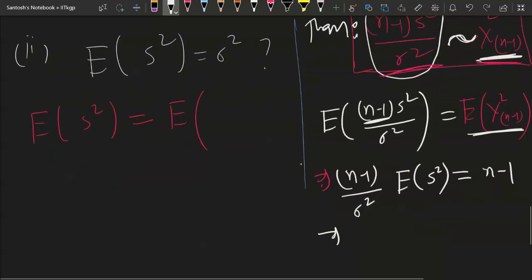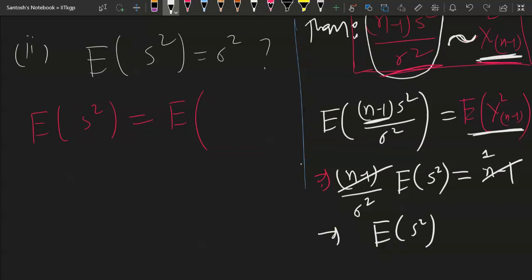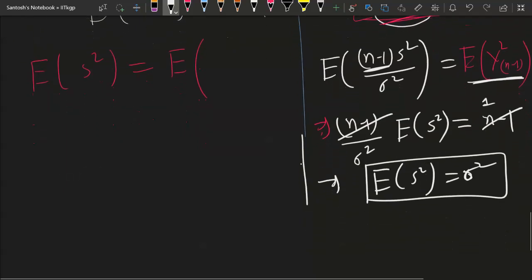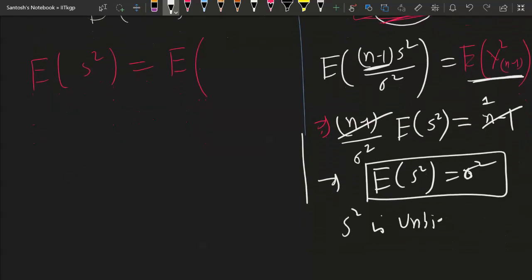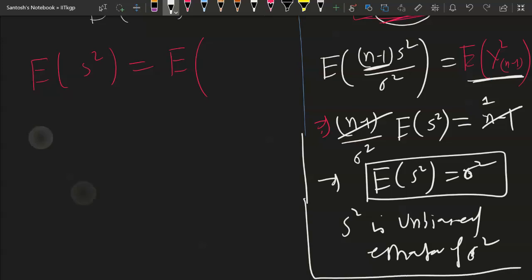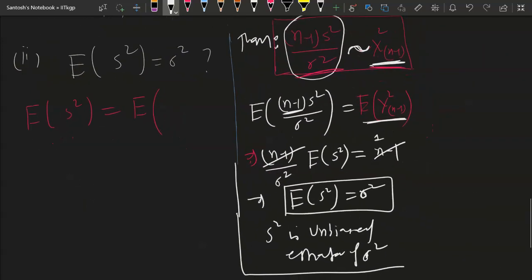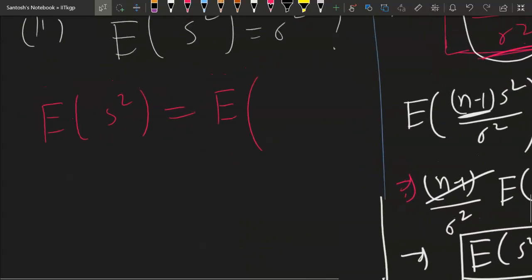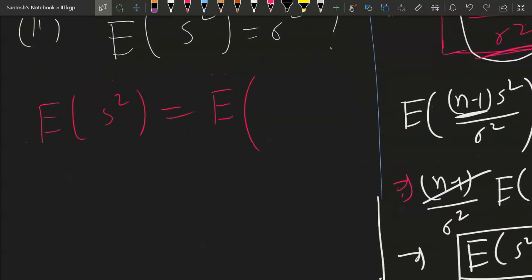If you simply solve it, you will get E of S square. This n minus 1 cancels one time, and sigma square comes out. This is one way. So what I proved is that E of S square is sigma square. So yes, S square is an unbiased estimator of sigma square. This is one way, and there are many ways. In different books you will see different ways. This book follows another way, so I will solve the other way also.